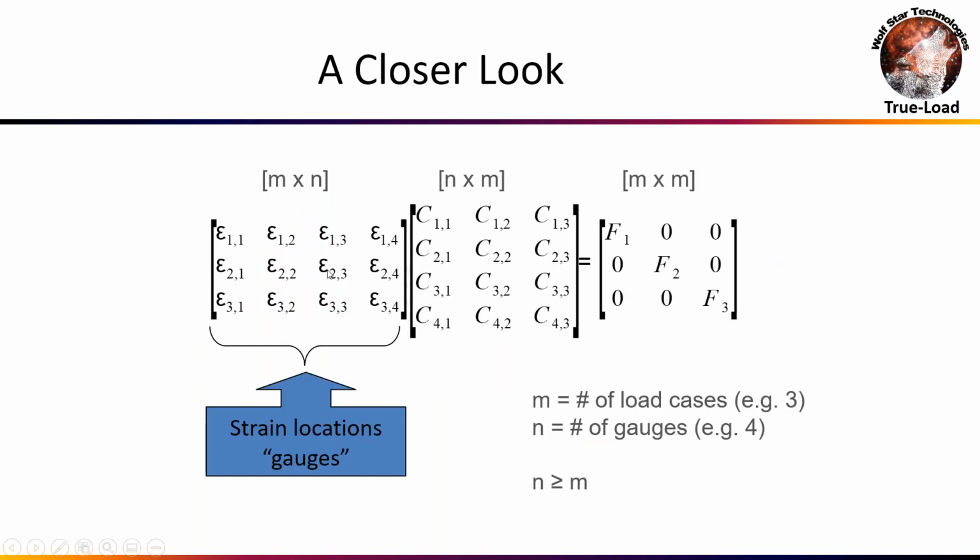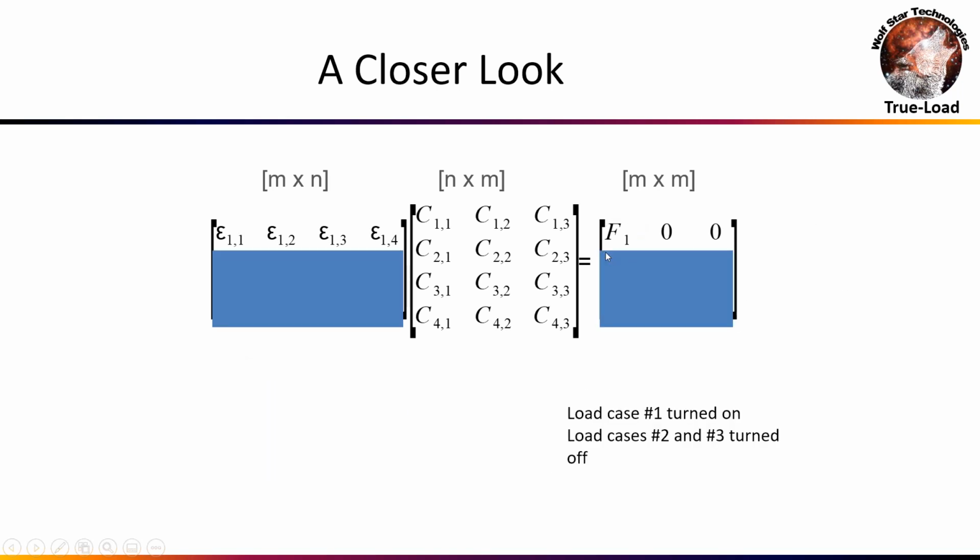So here we have strain times the correlation matrix is equal to load. In this example, I've got 3 unit load cases and 4 uniaxial strain gauges laid on my FEA model. The columns of my strain matrix each represent a uniaxial strain gauge. Let me walk through this row by row. If I turn load case number 1 on and load cases 2 and 3 off, I measure the strain response at these 4 gauges and write that down.